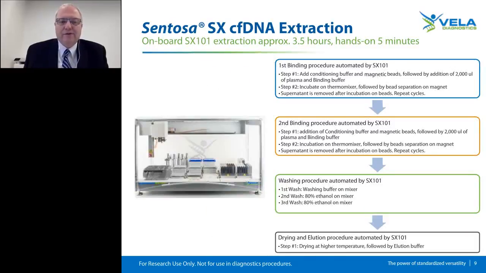Okay, once the plasma is on the deck of the robot, the first thing we do is we go through a binding procedure, which is automated by the SX101. Followed by a second binding procedure on the SX101, followed by the washing procedure. And then finally the drying and elution procedure on the SX101.